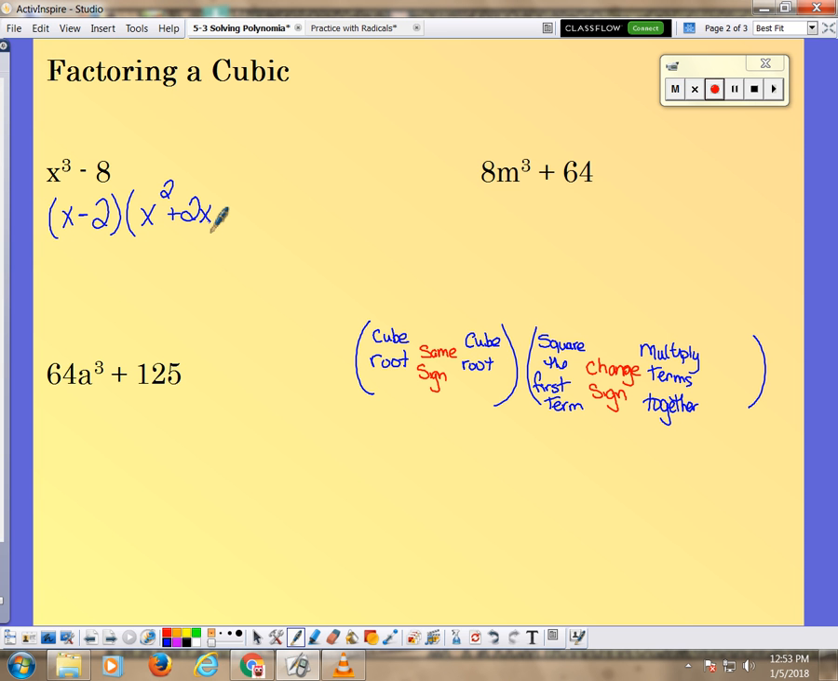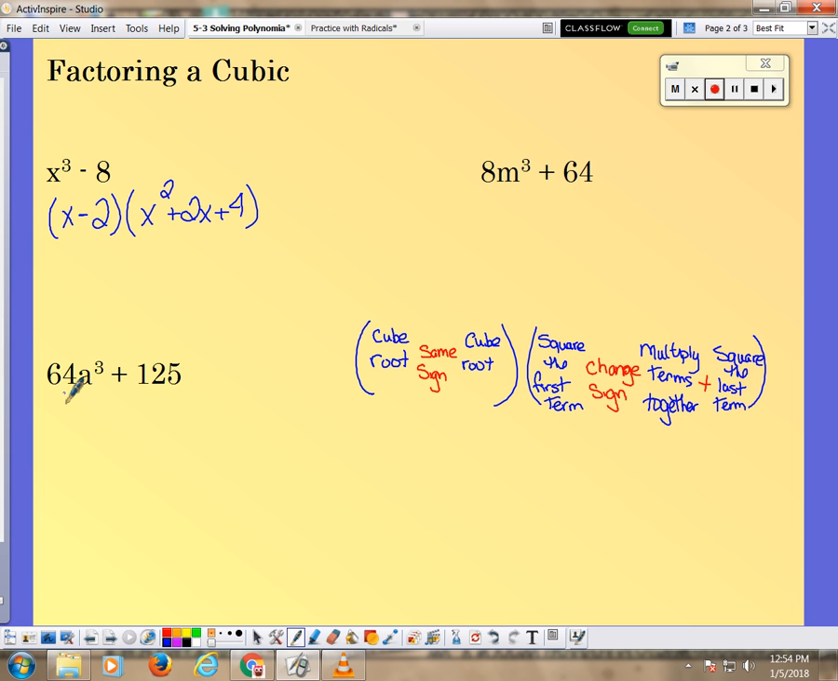Last but not least, we're going to square the last term. Now if I square the last term, whether I'm squaring a negative number or a positive number, my end sign will always be positive. So when I take this negative 2 right here and I square it, I'm going to get a plus 4. And that's it. So let's apply that same information to the next problem, the one down here.